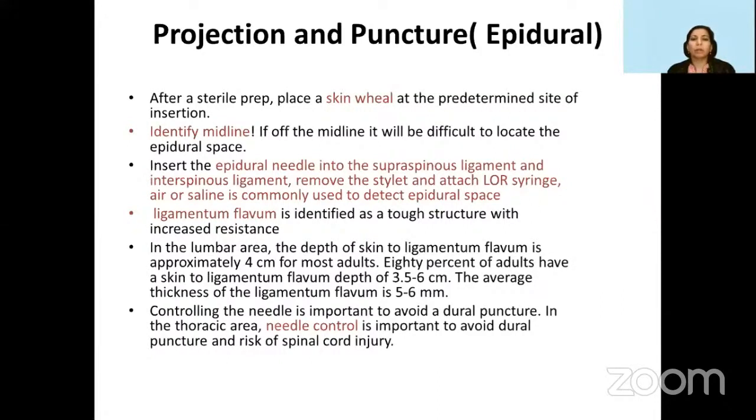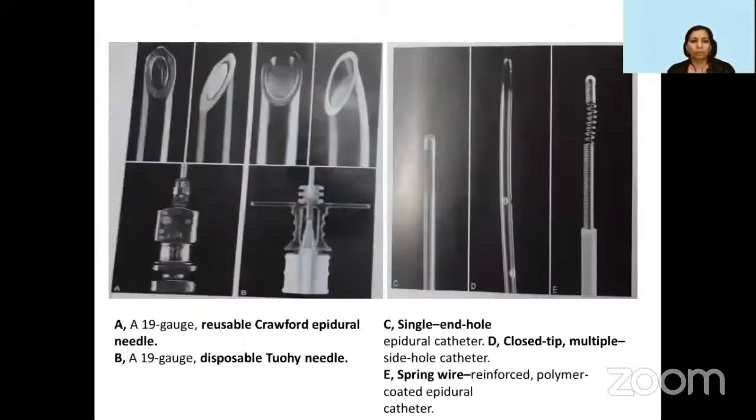In the lumbar area, the depth from skin to ligamentum flavum is approximately 4 cm for most adults. 80% of adults have a skin to ligamentum flavum depth of 3.5 to 6 centimeters, and the average thickness is 5 to 6 millimeters at this level. Controlling the needle is very important to avoid a dural puncture. In the thoracic area, it's all the more important to avoid dural puncture and the risk of spinal cord injury.